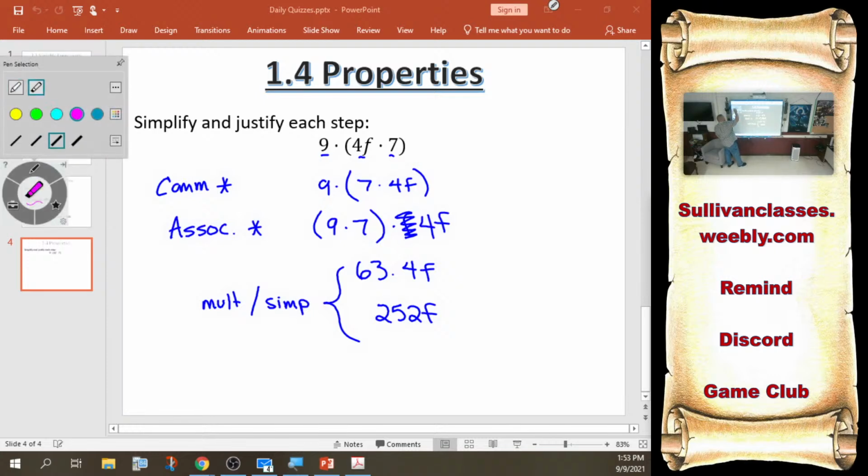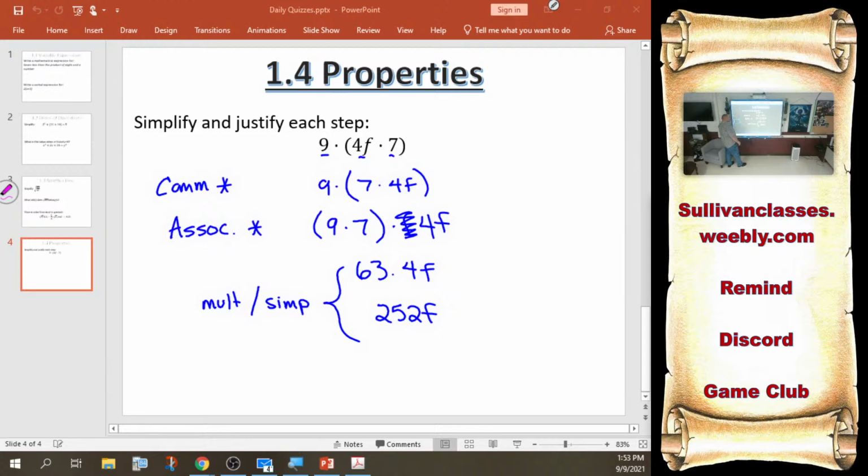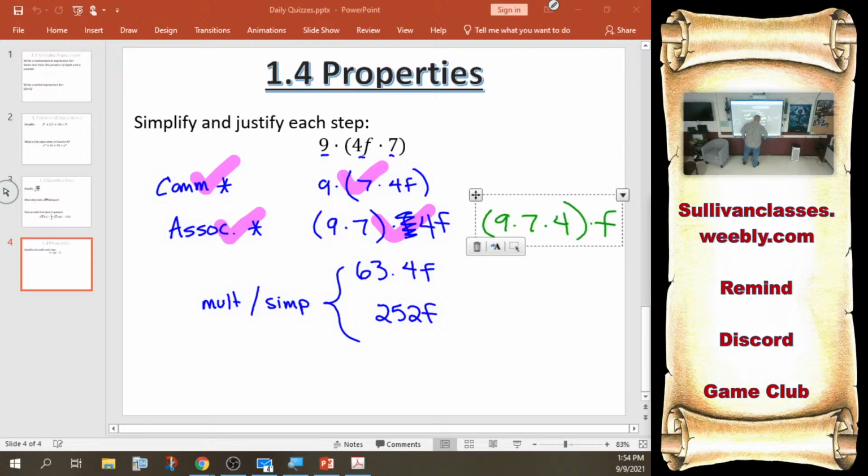So, did we get there? Did you say commutative and show it? Did you say associative and show it? After that, if you just multiplied straight through, that is a thing you could do. Did anyone do that, and still call it associative? Yep. Okay, cool. Either one of those, I'll take.